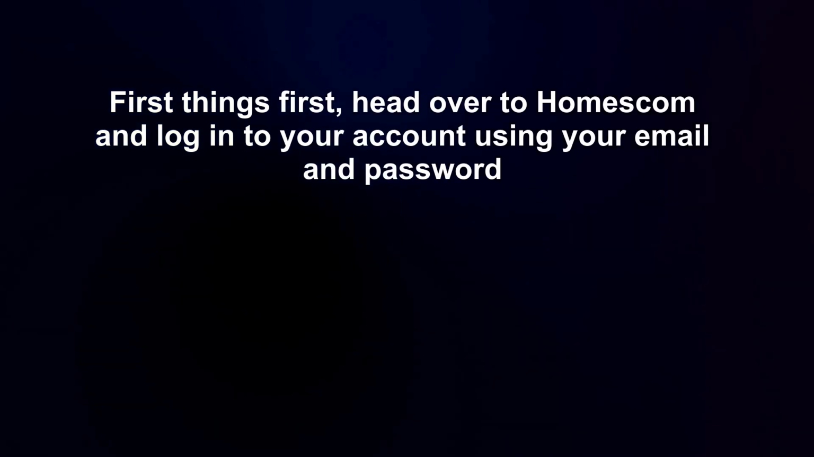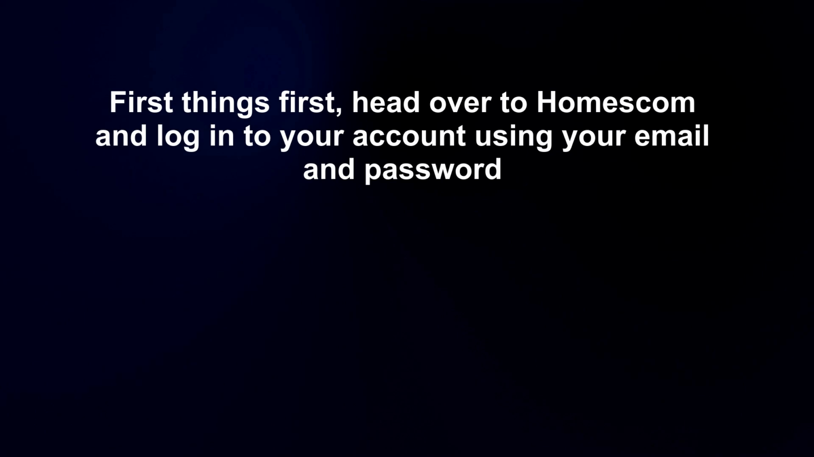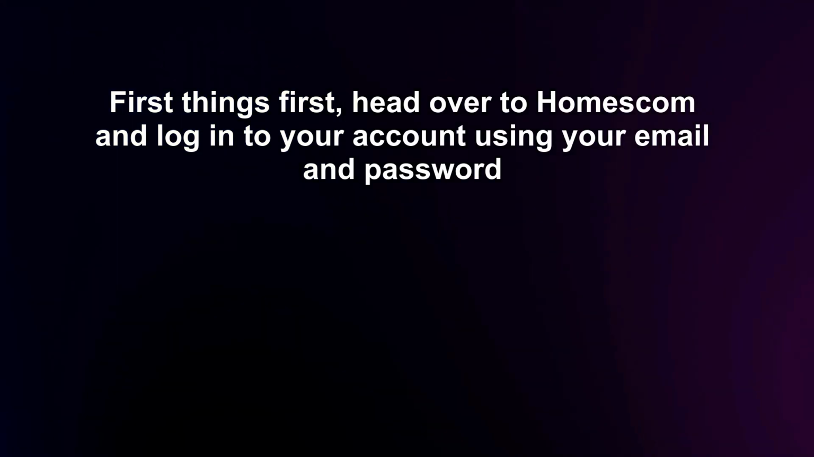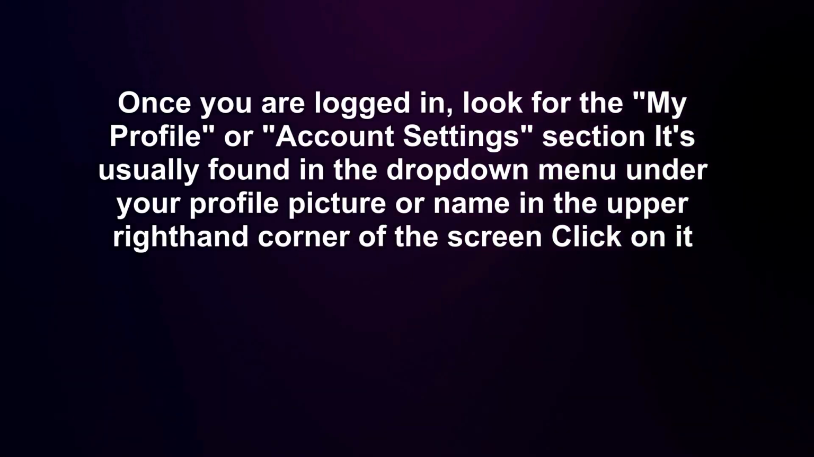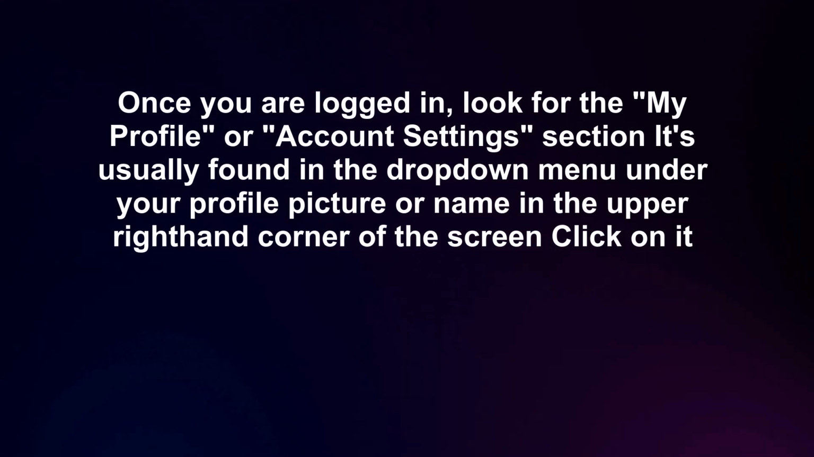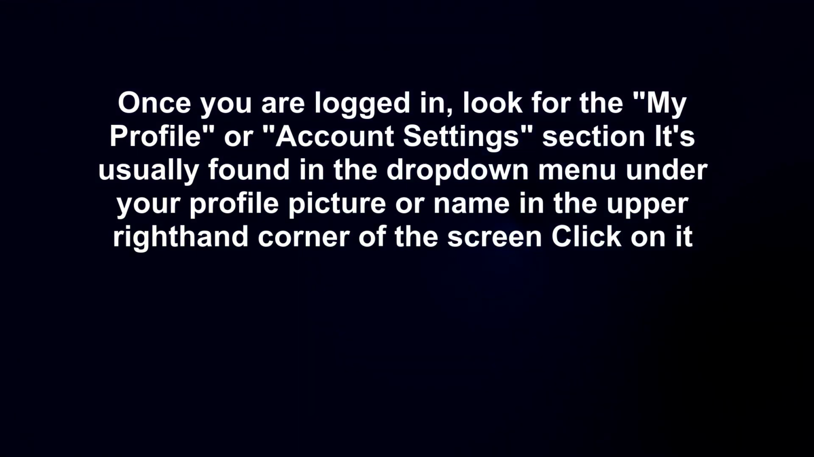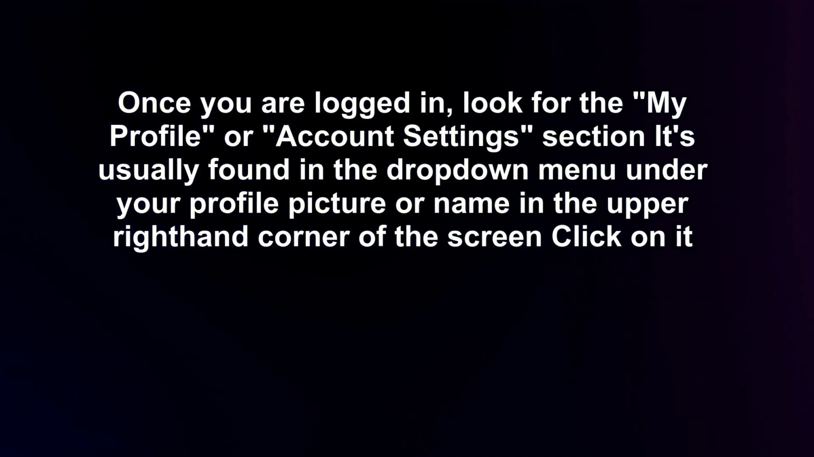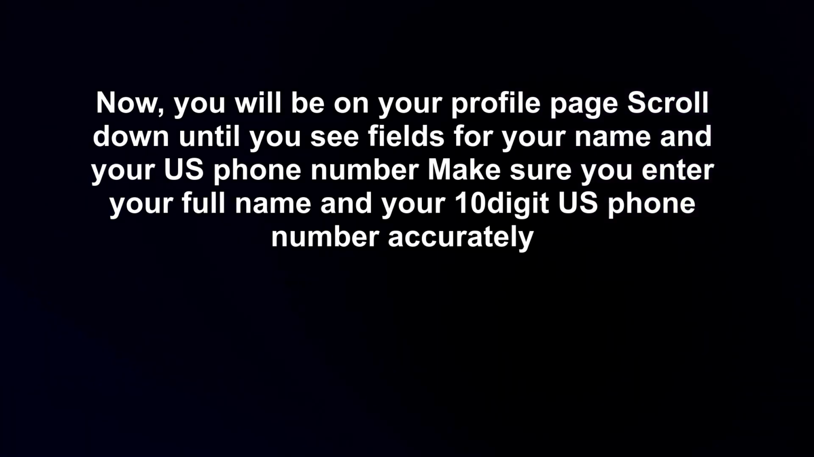First things first, head over to HomeScam and log into your account using your email and password. Once you are logged in, look for the My Profile or Account Settings section. It's usually found in the drop-down menu under your profile picture or name in the upper right-hand corner of the screen. Click on it. Now, you will be on your profile page.